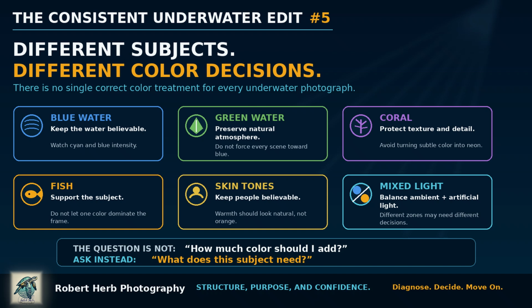With coral, I am watching texture and detail. It is easy to push the color until the coral becomes neon and the fine structure starts to disappear. With fish, the color should support the subject, not overwhelm the frame. With people, skin tones need to remain believable. And when ambient light and artificial light are mixed, different parts of the photograph may need different color decisions. So the question is not, how much color should I add? The better question is, what does the subject need? Next, let's look at the saturation control.